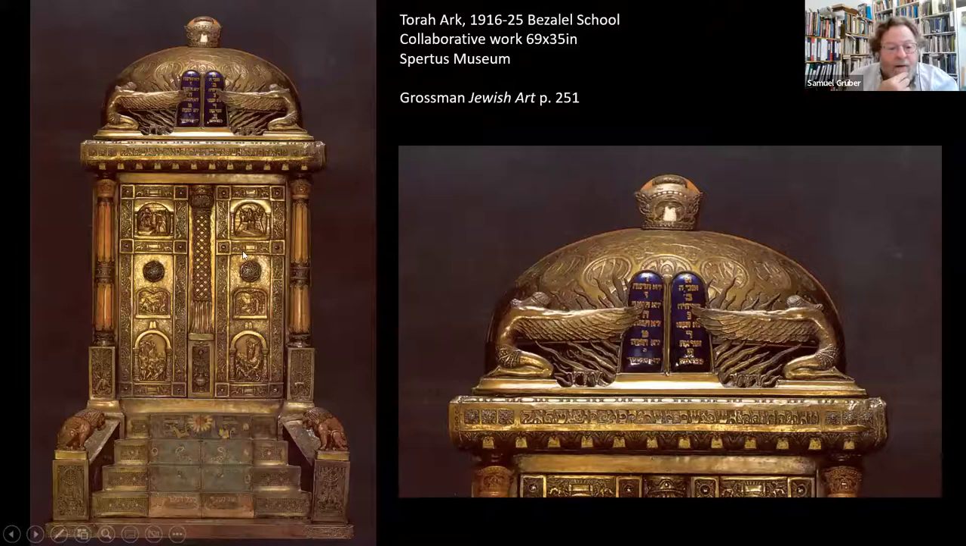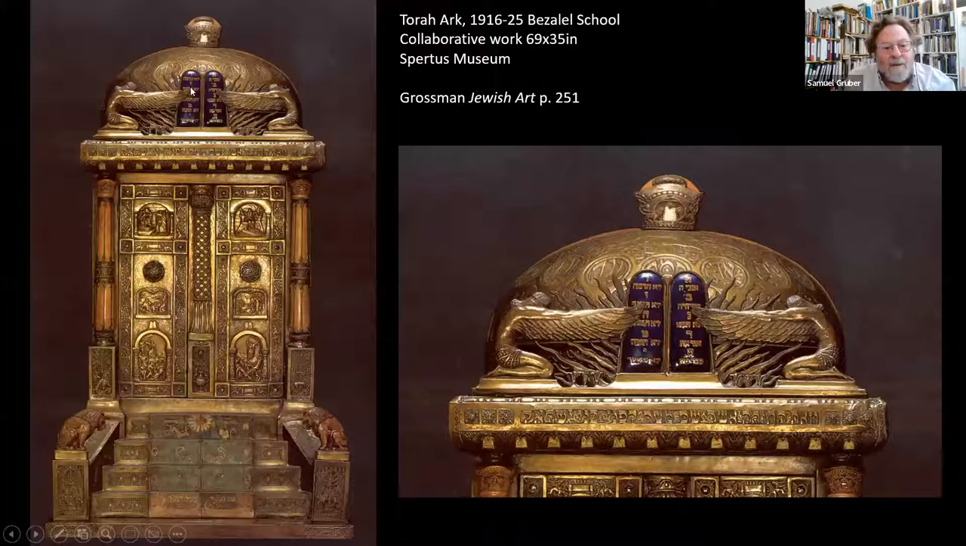And I want you to note the cherubim, these almost Art Nouveau cherubim with their wings spread, flanking these beautiful glass and metal or enamel Ten Commandments up at the top.